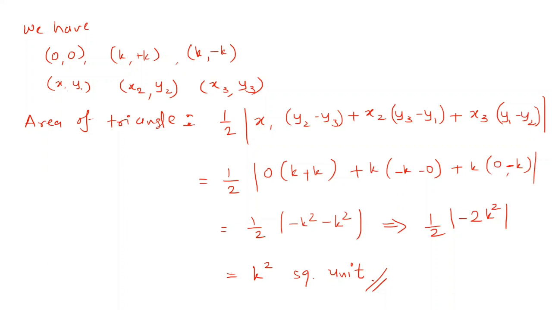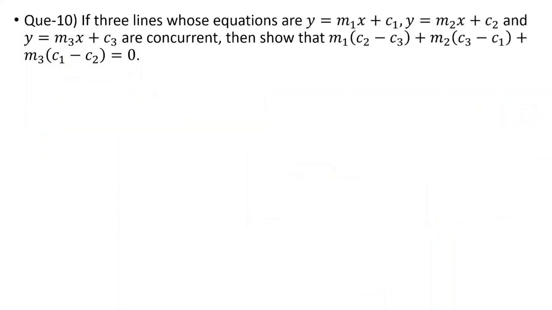Okay, let's go to the another one. Question number 10. If three lines whose equations are y is equal to m1x plus c1, y is equal to m2x plus c2, and y is equal to m3x plus c3 are concurrent, then show that this expression. We have three lines. Say y is equal to m1x plus c1, y is equal to m2x plus c2, and y is equal to m3x plus c3.